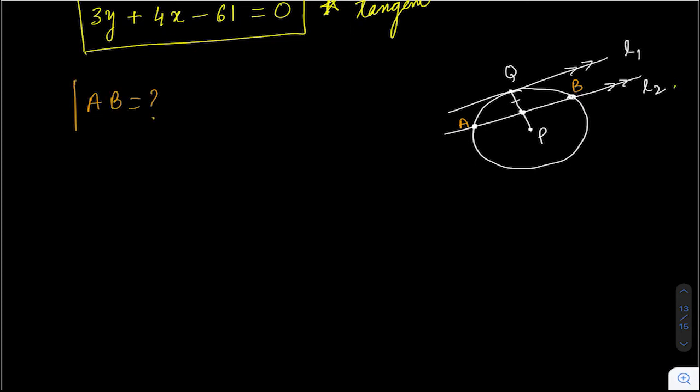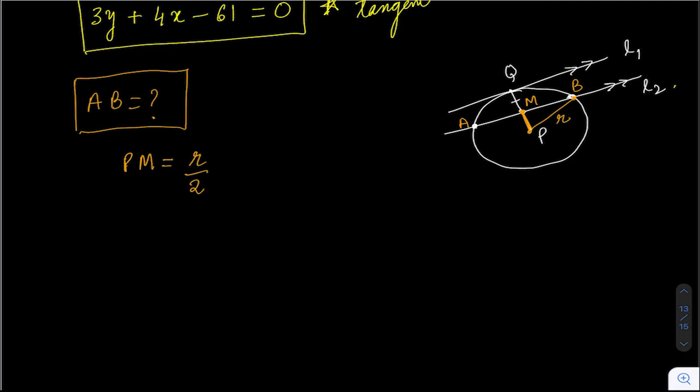So now this is a Pythagoras question. What we will do is, we already know that if you join P and B, this is nothing but the radius of the circle, because P is the center and B is a point on the circle. And let's call this midpoint M. We already know that PM is nothing but radius over 2. Why? Because PM is nothing but PQ over 2, because M is the midpoint and PQ is the radius. So basically PM is nothing but R over 2.